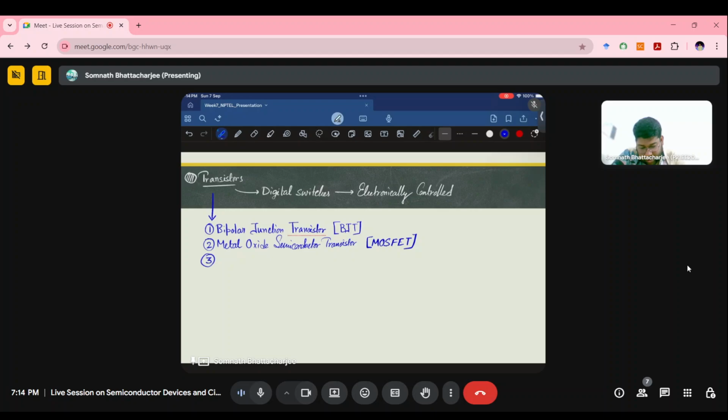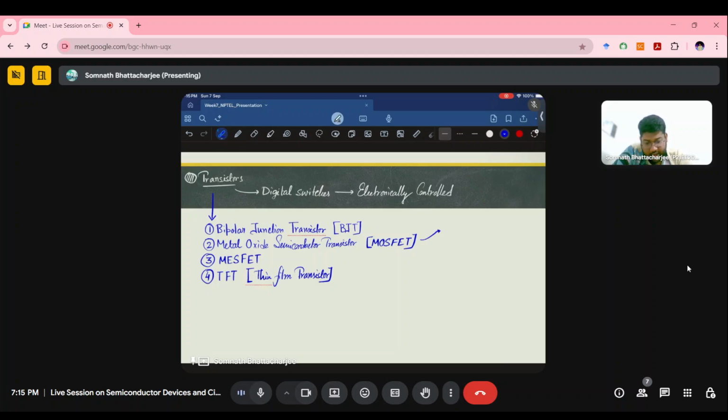Then there is something called MESFET. There is something called the TFT. This is the thin film transistor. These are based on thin films and those things. There are several other kinds of transistors as well, but these are the conventional basic ones. And we'll also learn about this.